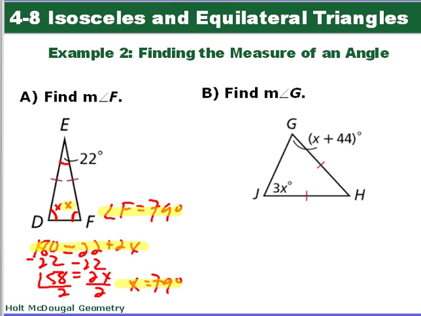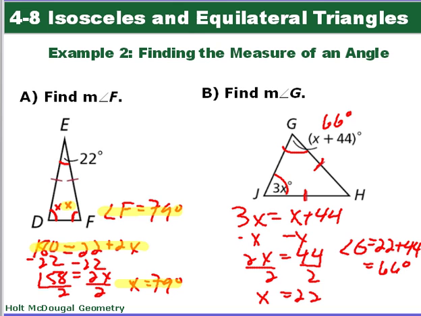This one, we want to find angle G. Here we see the two sides are congruent. That means our two base angles are congruent, and we're going to use that fact to solve this problem. So for angle G, we see that these sides are congruent, so I use that fact to determine that these two angles are congruent. So I set the two expressions 3x equal to x plus 44, and when I solve for x, I get x is 22. And notice it asked me for angle G, so I have to plug this back into this expression. 22 plus 44 gives us an angle of 66 degrees.